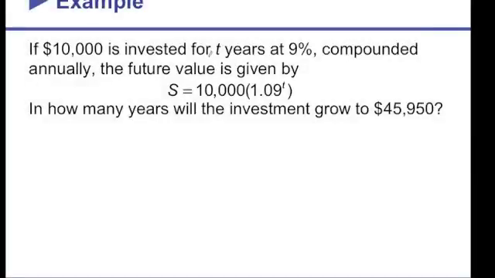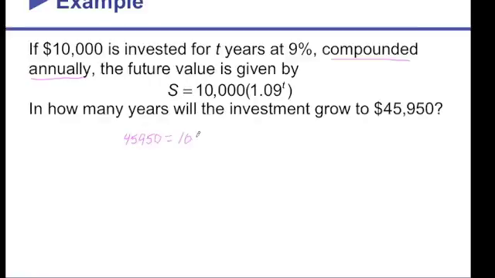If $10,000 is invested for t years at 9% compounded annually, the future value is given by this equation. Notice, this is compounded annually. We worked with that other equation with compounded continuously. In how many years will the investment grow to $45,950?